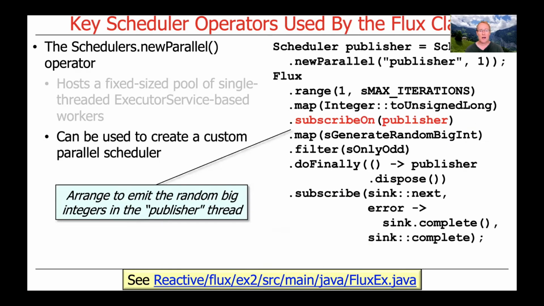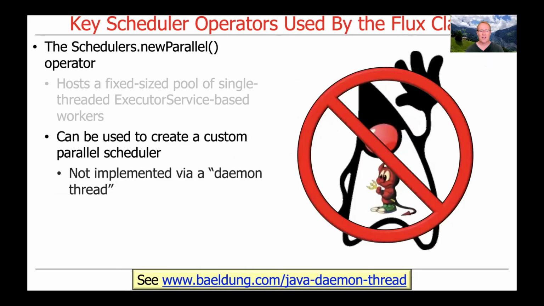You can use this to create a custom parallel scheduler, as we had done in the previous discussion about subscribe on and publish on. And in fact, this is the example we looked at before, just kind of fleshed out a bit more, which we will also talk about shortly when we get to the case study at the end of this lesson. And this arranges to emit random big integers in the publisher thread. So this particular piece of code is going to generate random big integers in the publisher thread. And the way it does that is it uses a subscribe on operator to subscribe on this publisher scheduler, which has a thread pool of size 1.